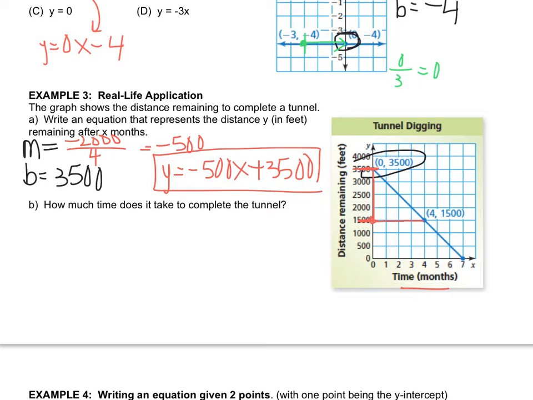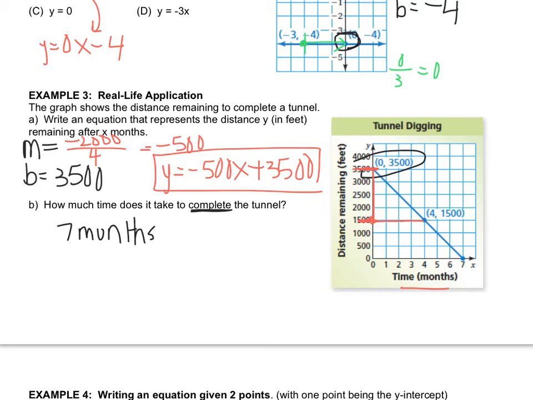All right, letter B says, how much time does it take to complete the tunnel? Now, the tunnel is complete. Let's think real world. The tunnel is complete when there are 0 feet remaining. So if you look at the label, it says distance remaining. And so we're looking for where the distance remaining is 0 because there's no feet left when I'm done. And so that means I'm looking for the y value of 0, and it's right here at x equals 7. So the answer to that would be 7 months because you get it right off the graph.